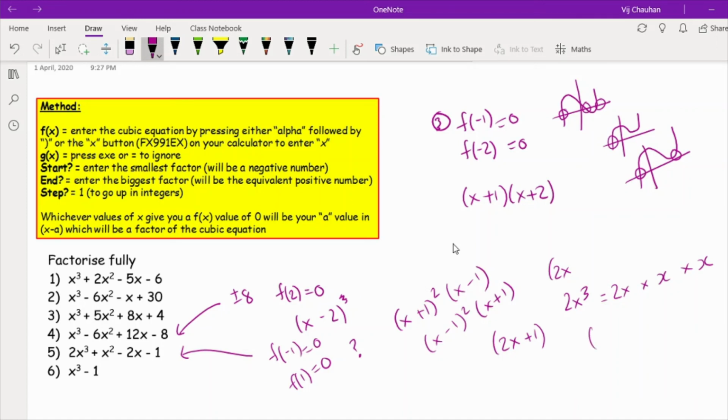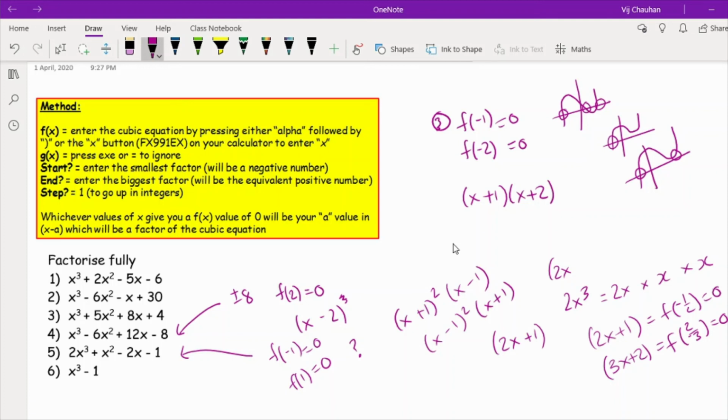So if you, let's say, had 2x plus 1, then f of minus a half would give you 0. If I had 3x plus 2, then f of minus 2/3 would give me 0. Now again, me trying to find that out on my calculator is going to be near impossible if I'm just investigating whole numbers. So as I've said, use this method with a little bit of caution.